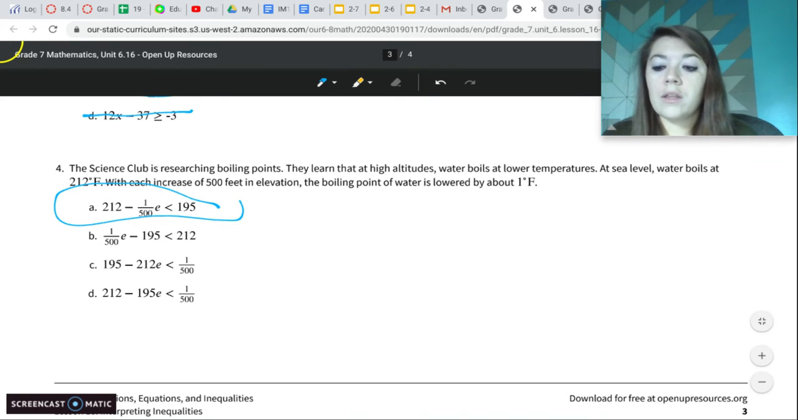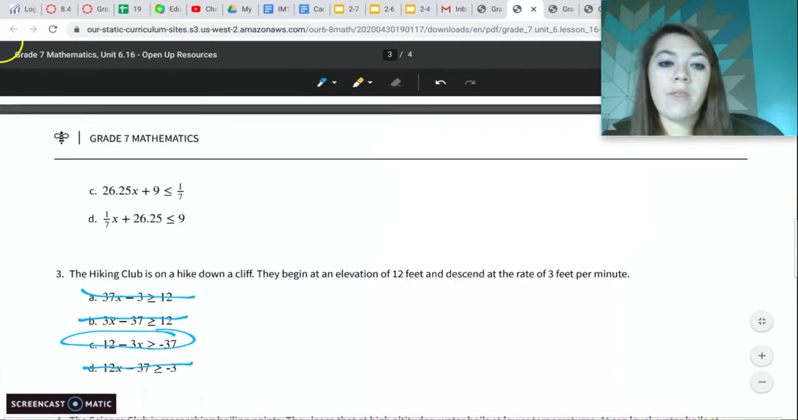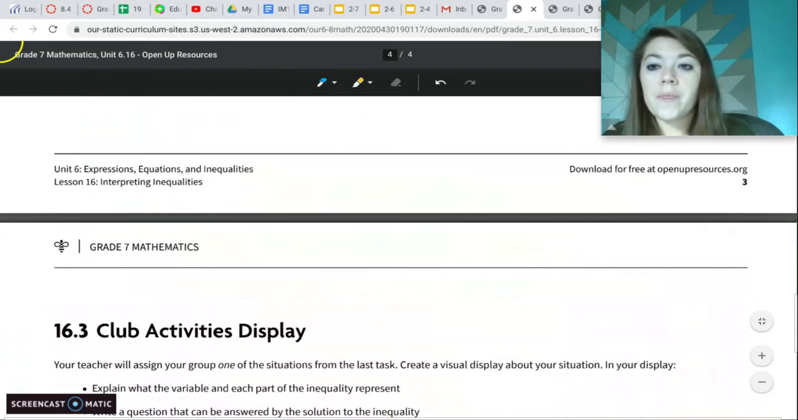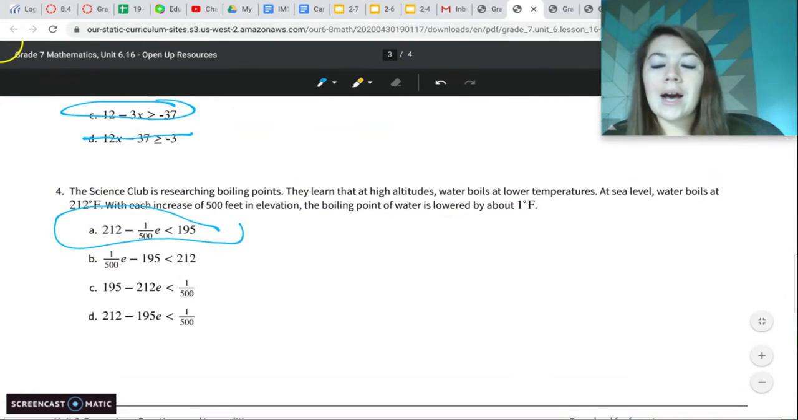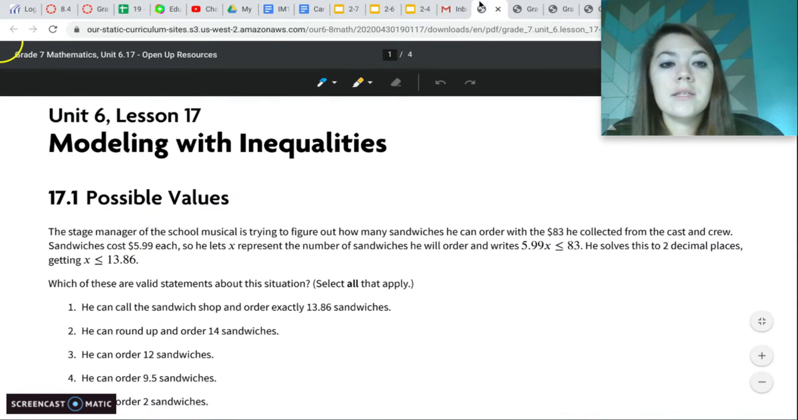So these are looking at different contexts and creating inequalities for them. So your keyword for these 2 lessons is context. Context. All right, skipping over to lesson 17, model with inequalities.